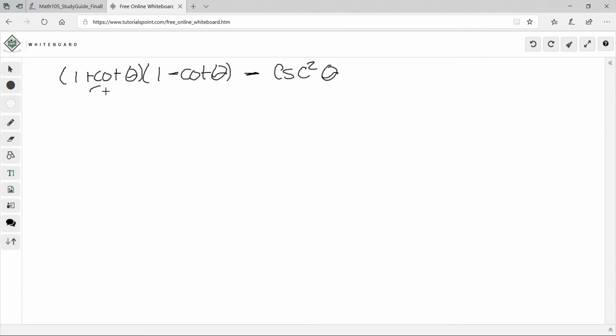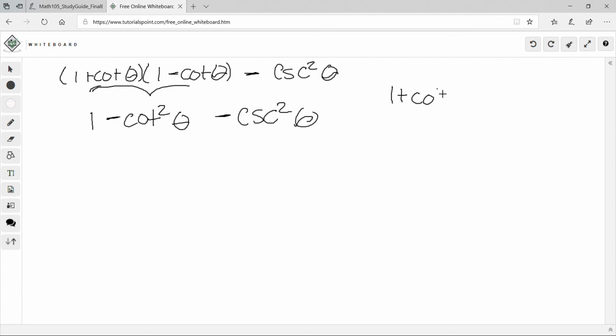So first, we're going to FOIL this out. This is a perfect square, so it's going to be 1 squared, which is 1, and then minus cotangent square theta. So when you FOIL this out, you get this. And then bring down this negative cosecant square theta. And then I'm going to use this identity, 1 plus cotangent square theta equals cosecant square theta.